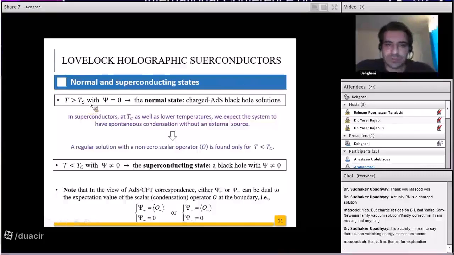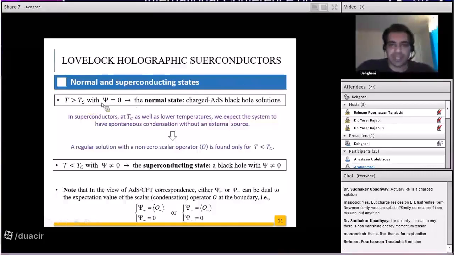The normal and superconducting states can be identified with two different black hole backgrounds. For the high temperature state, there is no condensate, so we set the scalar equal to 0, and the normal state would be a charged AdS black hole solution. On the other hand, in superconductors, at temperatures below the critical temperature, we expect the system to have a spontaneous condensation without external source. So it is observed that a regular solution with a non-zero scalar operator is found only for temperatures below a certain critical temperature.